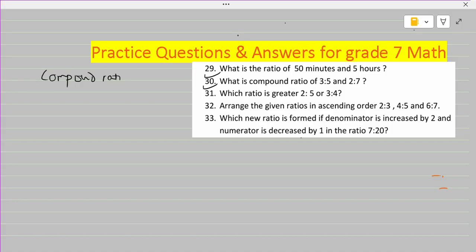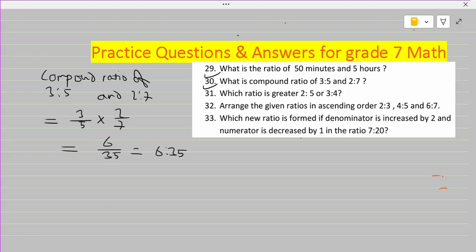So the compound ratio of 3:5 and 2:7 equals 3 by 5 into 2 by 7. You can cancel any numbers here. So 3 into 2 is 6, 5 7s are 35. So 6:35 is the required result for the compound ratio of those two given ratios. Now I go with number 31. Let's clear it first.